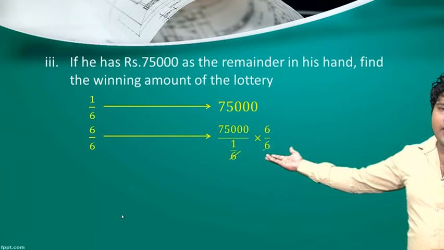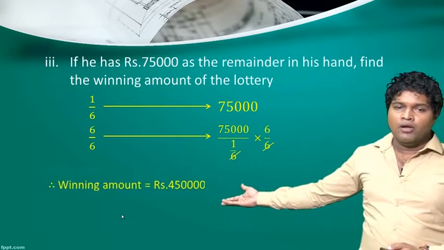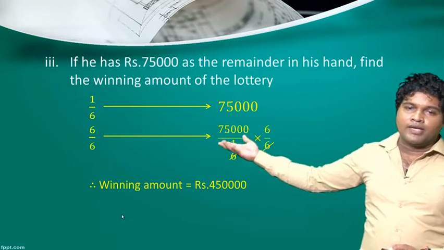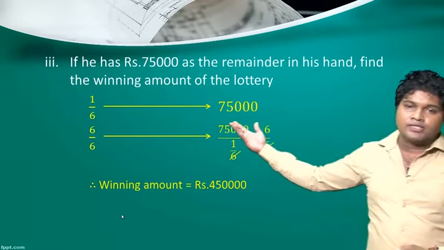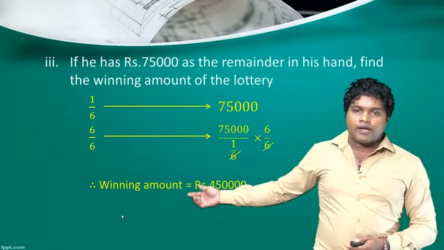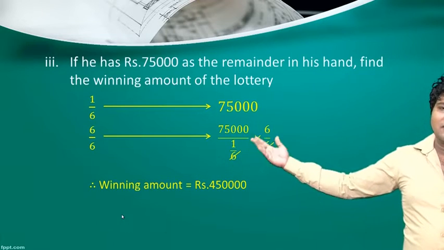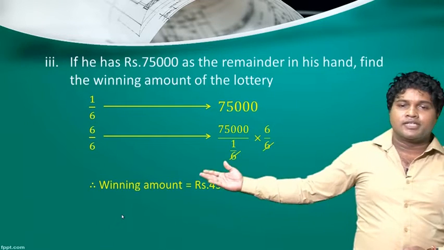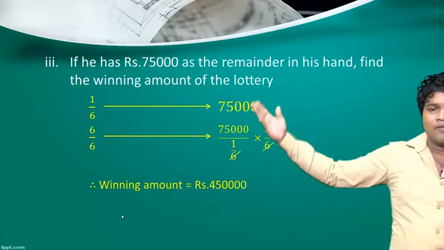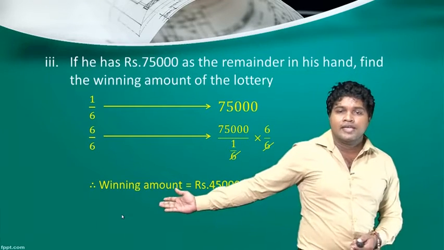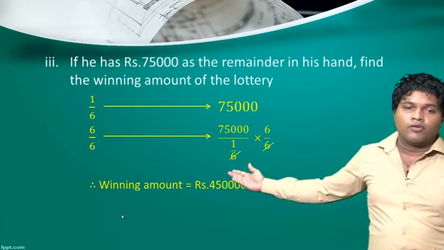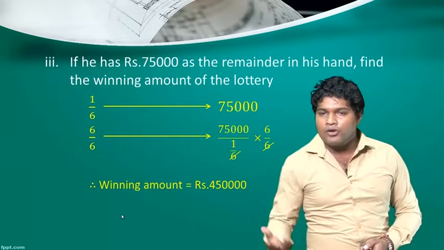Now 6 and 6 can cancel. You know that the answer will be 75,000 into 6. 75,000 into 6 is 450,000. You can just multiply: 6 times 0, 6 times 0, 6 times 0 are zeros, and 6 times 5, 30, 3 is remaining, and 6 times 7, 42, and 3, 45. That is 450,000 rupees. This is the winning amount of the lottery.